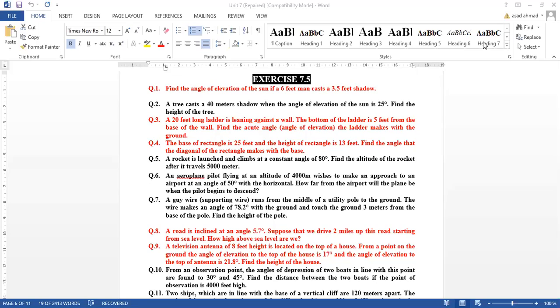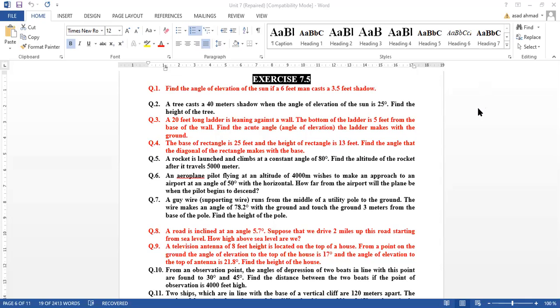Now we will start the next question. Okay, Dean, let's see question number 4. According to this diagram, the base of the rectangle is 25 feet, the height of the rectangle is 13 feet. Find the angle that the diagonals of the rectangle make with the base.